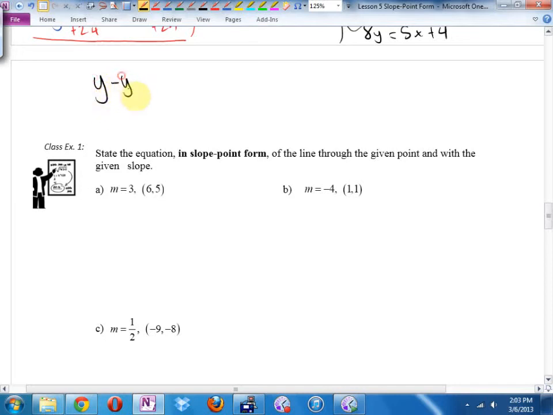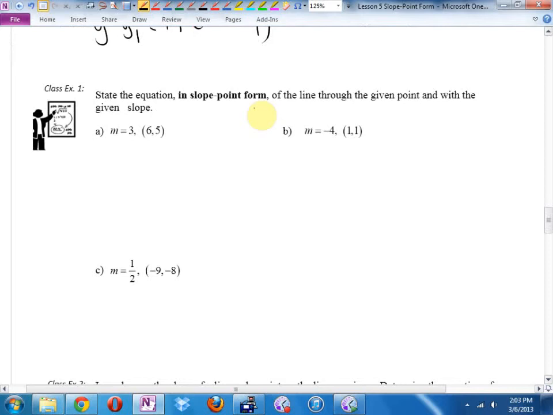Y minus y1 equals m bracket x minus x1. Where slope point form really shines is if they want the equation, and all you know is the slope and 1 point, because then it's straight plug and chug. Let me give you an example. It says, state the equation in slope point form of the line through the given point with the given slope. Okay. It's going to look like this.